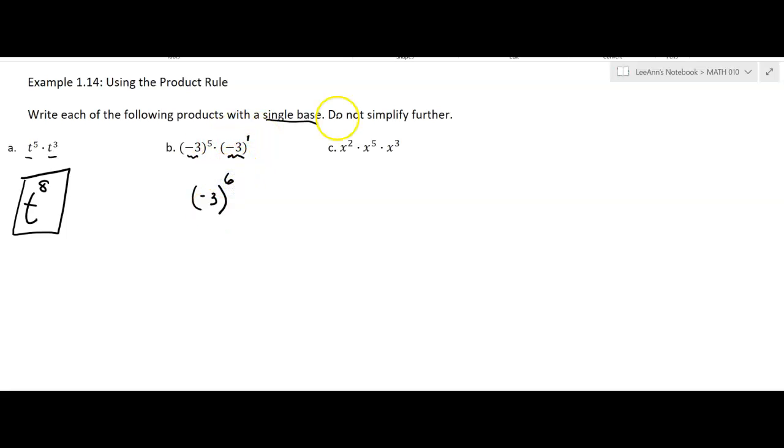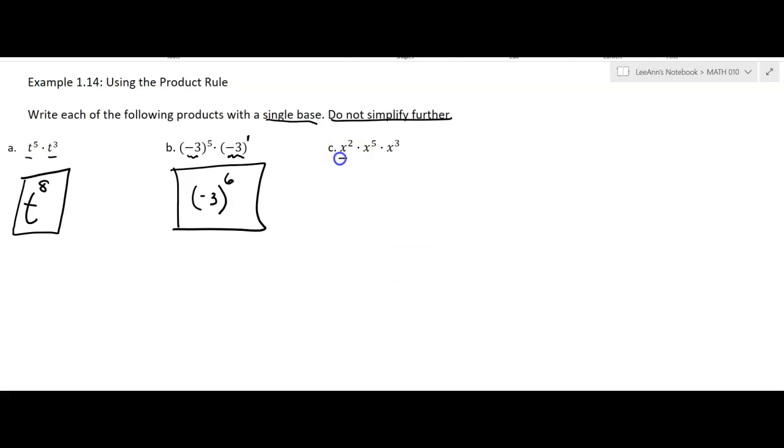Now, it says do not simplify further, so I'm not going to multiply that out. I could do that on a calculator. Negative 3 times negative 3, 6 of them. The rule of thumb is if it's a really large number, we're probably not going to multiply it out. If it's a fairly small number, we usually multiply it out. This time they said not to simplify, so we'll just leave it that way.